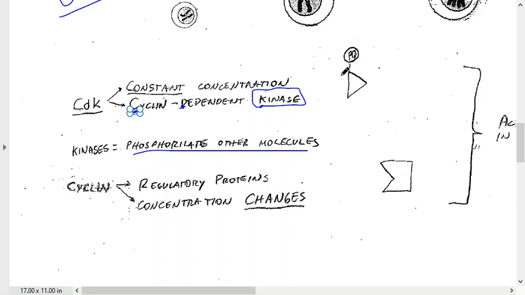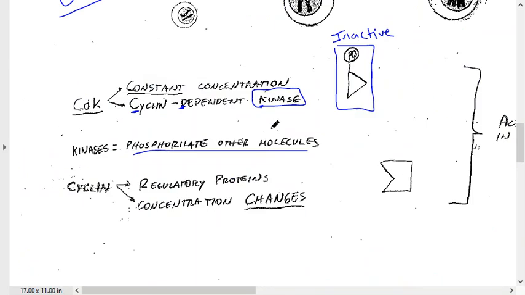So over here on the right, I've got this little triangle with this little phosphate group on it. So this is my CDK, my cyclin-dependent kinase. But because it is dependent on cyclin, and cyclin is not near it, it is inactive. Its default state is inactive. It has to be turned on by cyclin, right?